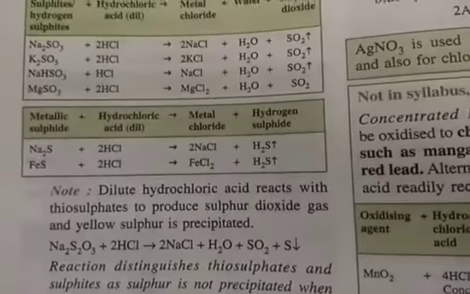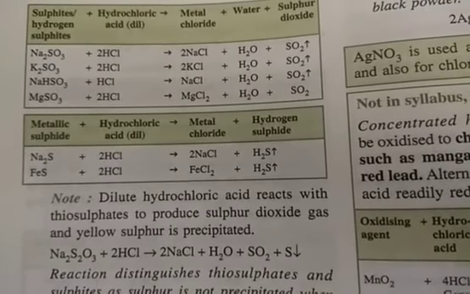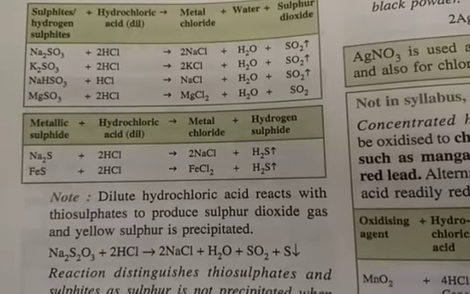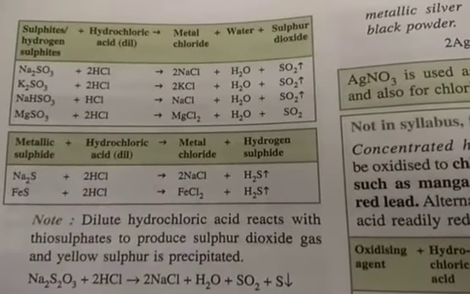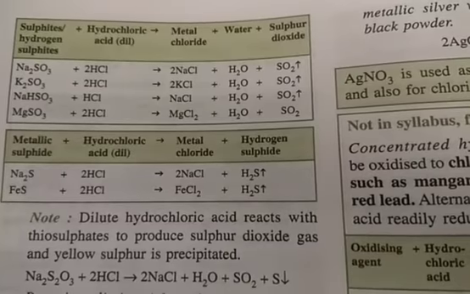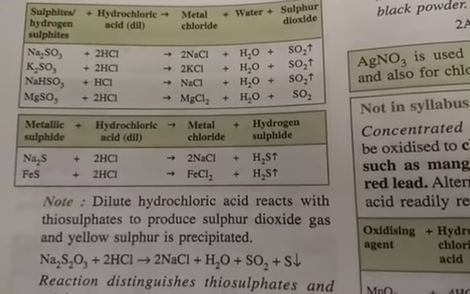Then we have some other metallic sulfides which on reaction with hydrochloric acid will give metal chloride and hydrogen sulfide gas. These reactions you have already learned, sulfur dioxide or H2S gas, in your practical as well in last year.